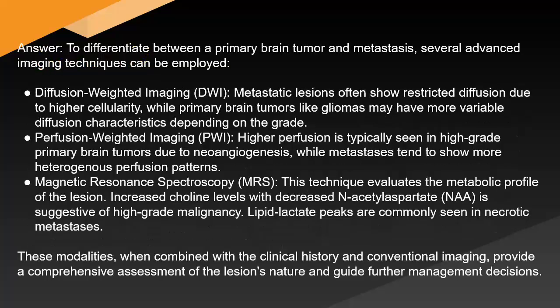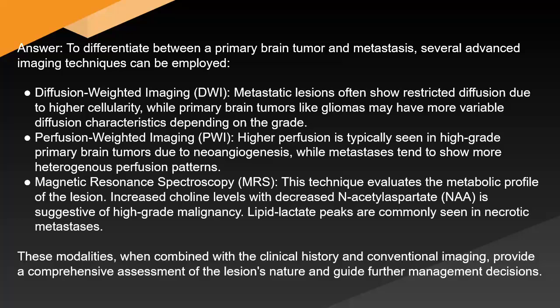Answer: to differentiate between a primary brain tumor and metastases, several advanced imaging techniques can be employed. Diffusion-weighted imaging (DWI): metastatic lesions often show restricted diffusion due to higher cellularity, while primary brain tumors like gliomas may have more variable diffusion characteristics depending on the grade. Perfusion-weighted imaging (PWI): higher perfusion is typically seen in high-grade primary brain tumors due to neoangiogenesis, while metastases tend to show more heterogeneous perfusion patterns. Magnetic resonance spectroscopy (MRS).